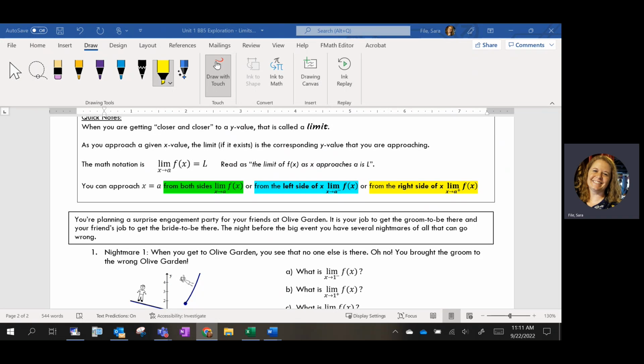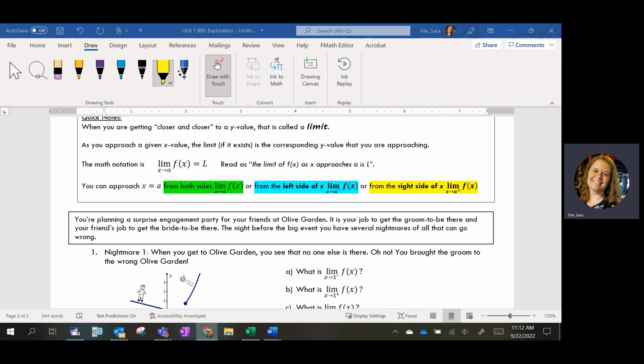So if you read through those quick notes right there at the top, that's just a recap, like a synopsis of what we talked about in our notes, what we've said about limits. It says that a limit is you getting closer and closer and closer to a specific Y value. That's what your limit is. As you approach any given X value, the limit is the corresponding Y value you're approaching. And then it goes over the limit notation.